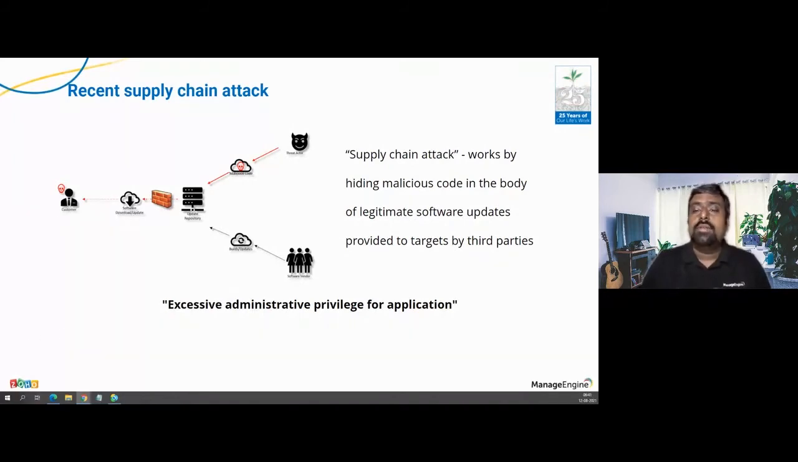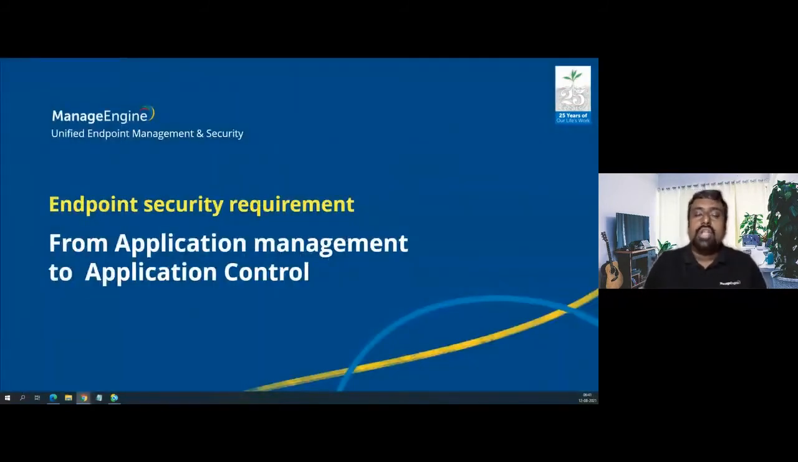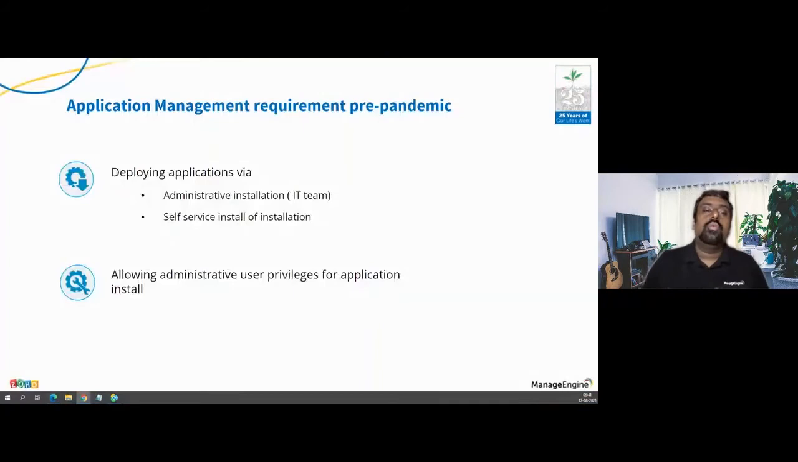So that came to us, and we moved from a traditional application management perspective into a broader application control, where we not only provide deploying applications from a centralized console, which was a pre-pandemic requirement. Going for a deployment of applications from a single console, you deploy to any endpoint in the world, you deploy the applications, get your applications installed.